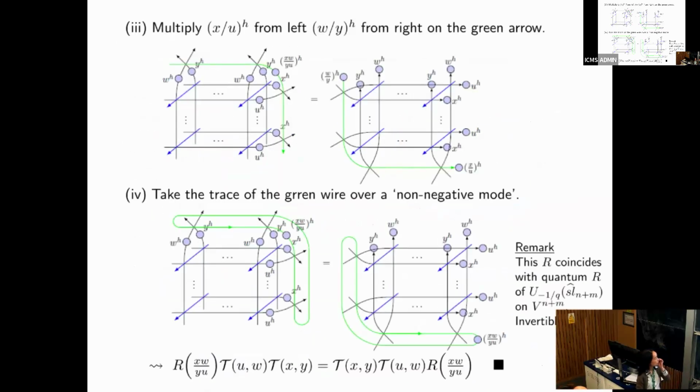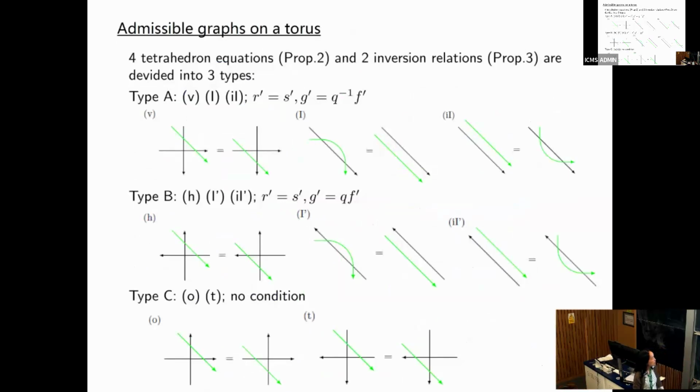Now, so we proved the commutativity of layer transfer matrices by using the tetrahedron equation. And so next, I want to generalize this strategy to deal with more general wiring diagrams on the torus. For that purpose, I introduce the notion of admissibility of the graph. So we have four tetrahedron equations and two inversion relations. Then we divide them into three groups.